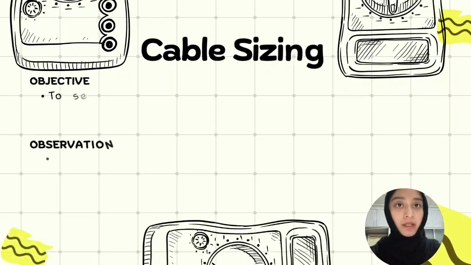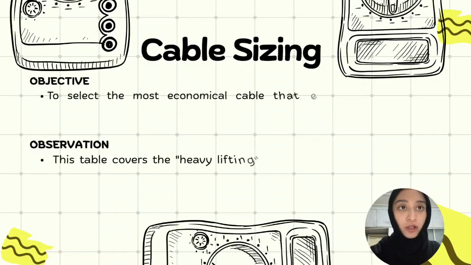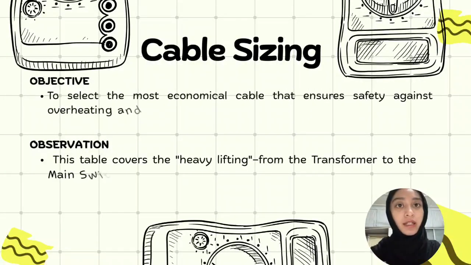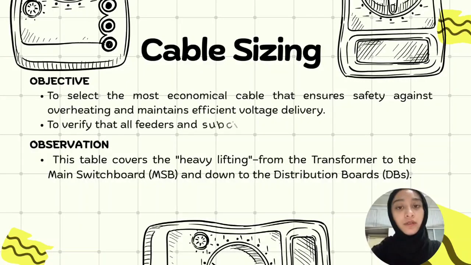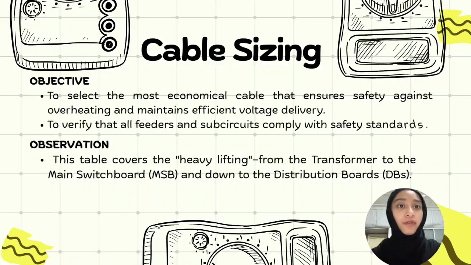For this part, cable sizing, the objective is to select the most economical cable that ensures safety against overheating and maintains efficient voltage delivery. Next, to verify that all feeders and subcircuits comply with safety standards.